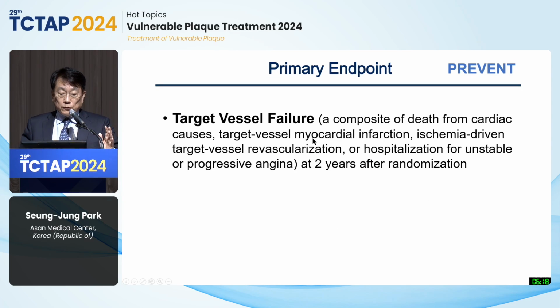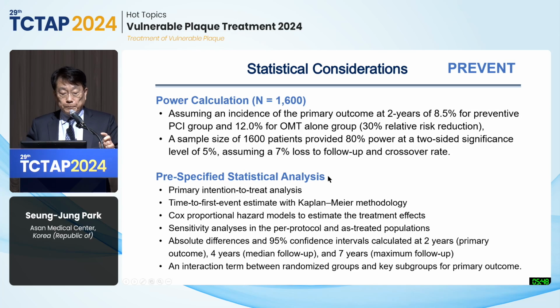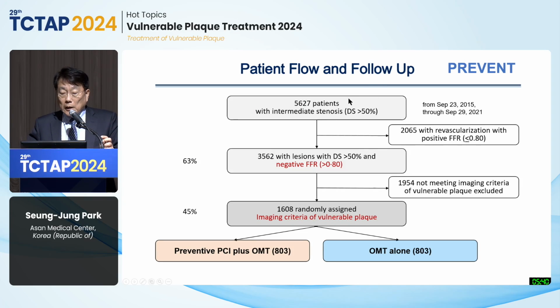Primary endpoint: target vessel failure, a composite of death from cardiac cause, target vessel myocardial infarction, ischemic-driven TVR, and hospitalization for unstable or progressive angina at 2 years after randomization. As secondary endpoints: individual components of the primary composite outcome, a patient-oriented composite of all-cause death, any myocardial infarction, or any repeat revascularization, and procedural safety outcomes, stroke, and bleeding. For power calculations, we gathered 1,600 patients for our study.